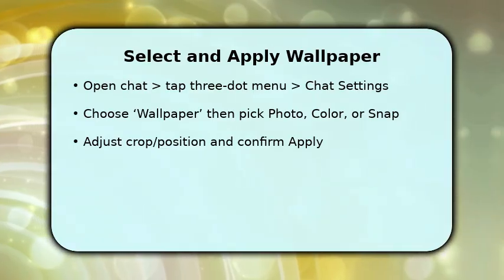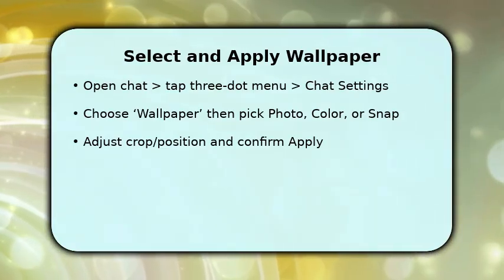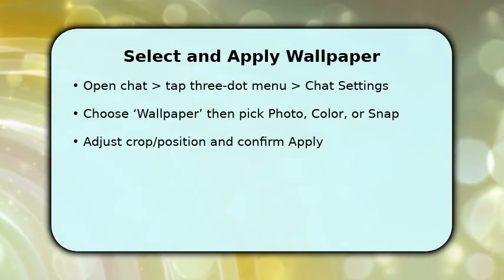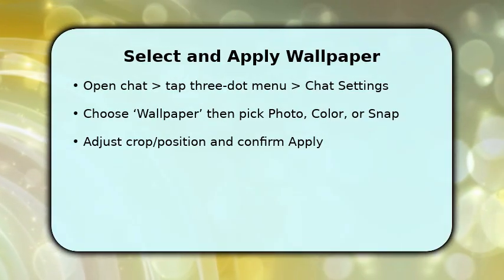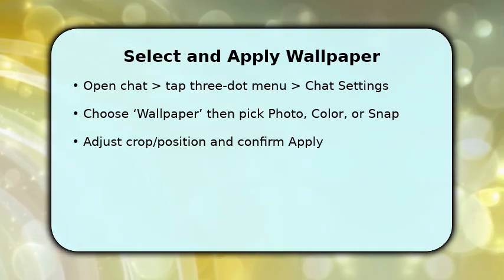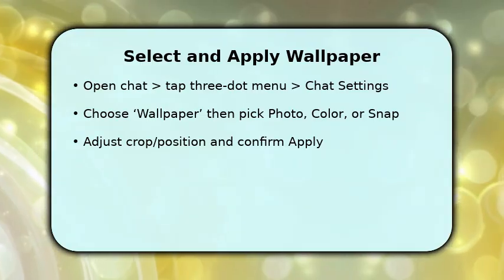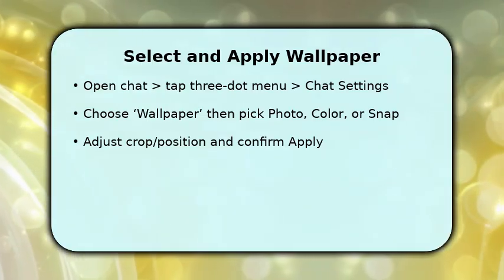Pick photo to use an image from Photos, then crop and position it with pinch and drag. This sets the focal point for different screen sizes. Tap Apply to preview. If you choose color, select a hue and intensity. For snap, pick a recent snap to reuse. Once applied, the chat background updates immediately.